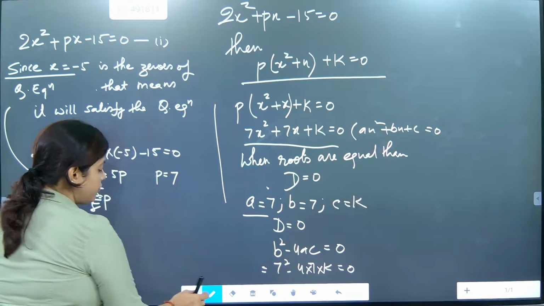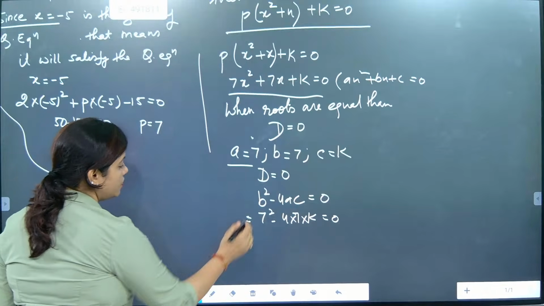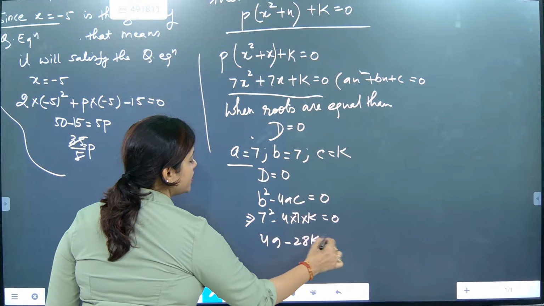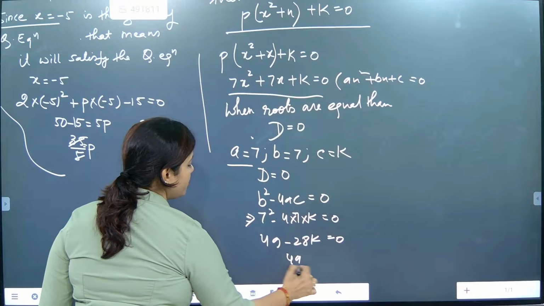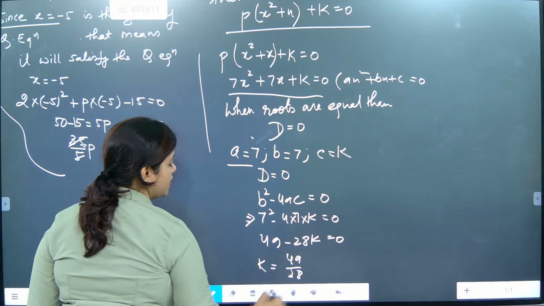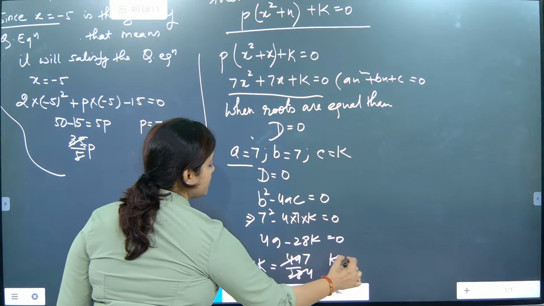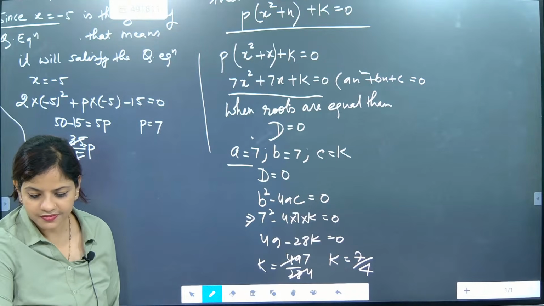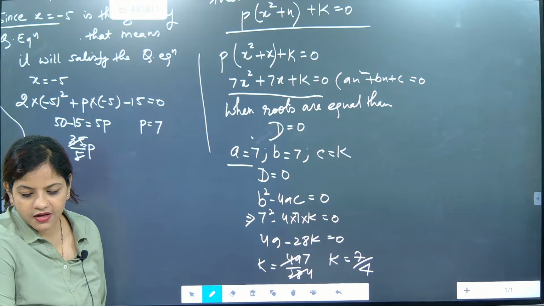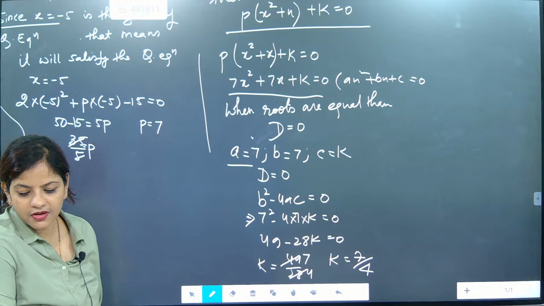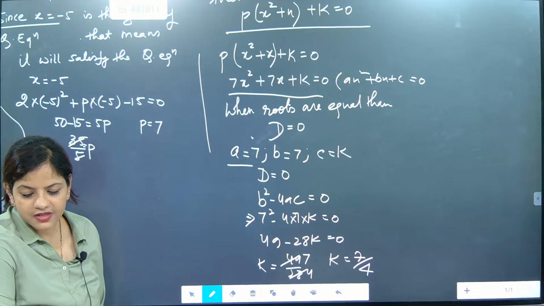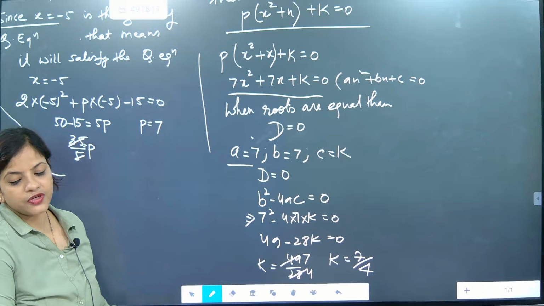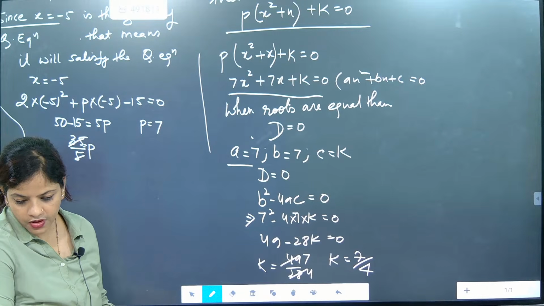So finally what answer are we going to get? Check this one out. It is coming as 49 minus 28k equal to 0. So 49 by 28 is equal to k, and k is coming as 7 by 4. Anyone got 7 by 4? Yes, 7 by 4. I hope you have understood. So k is coming as 7 by 4.